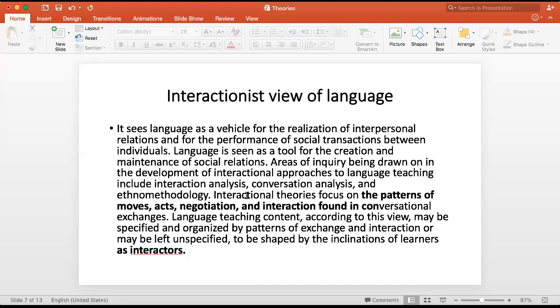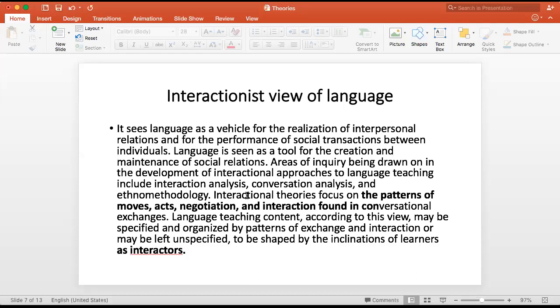Anyway, if you're collecting data of that kind, or if you're collecting data from any of the conversations, then there are certain methods of analysis that are given to you by interactionist view of language, such as interaction analysis, conversation analysis, ethnomethodology. Okay, ethnomethodology is related to collecting data from culture view of the language. Okay, you collect data from certain cultures and then you study them through ethnomethodology.